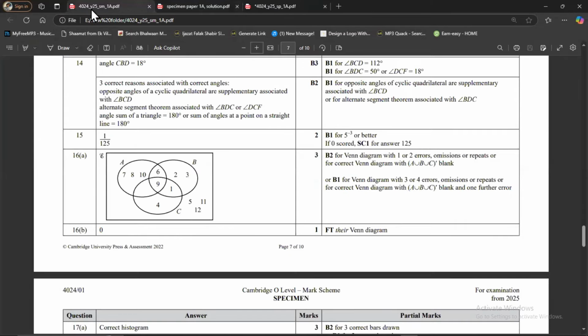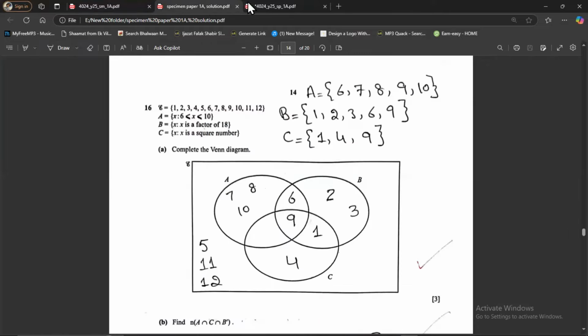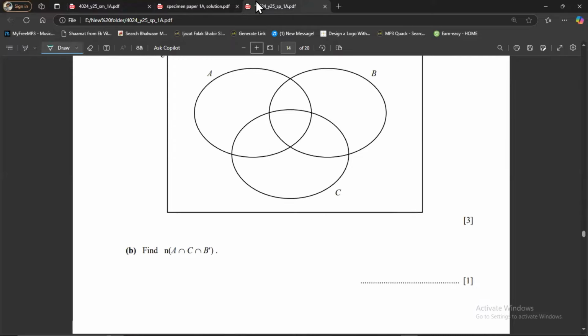Let's check from the marking scheme. The marking scheme is showing up on your screen. You can compare your answer as well. I have already checked this. Good. Okay, so we are going on.